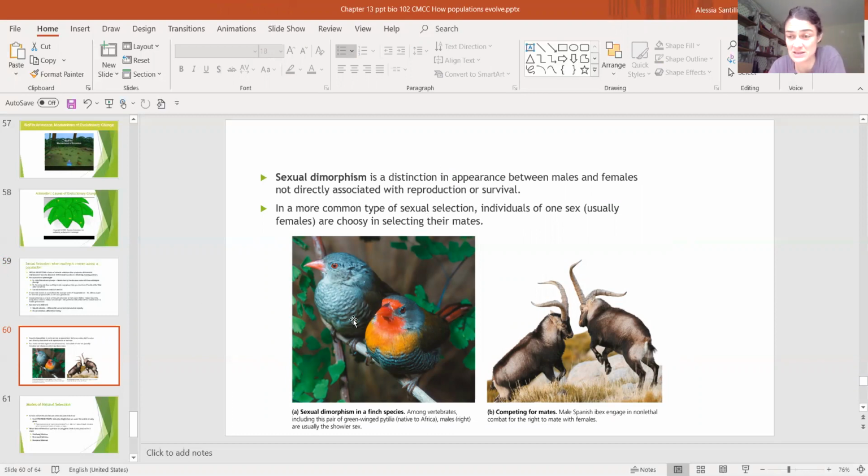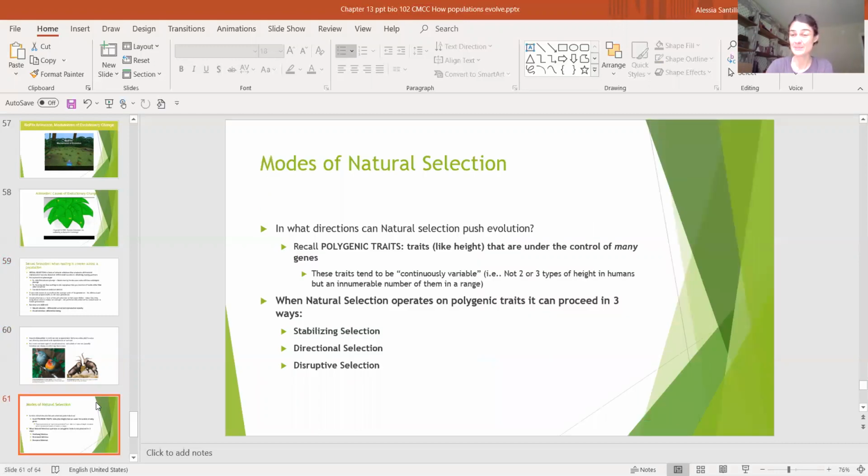So in this example right here, the female is actually this one, the blue one, and the male is the one you see with all this fancy physical plumage in order to attract the female. And that happens a lot in the animal kingdom.